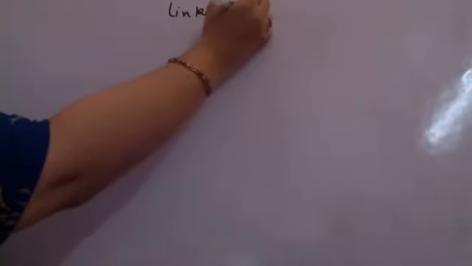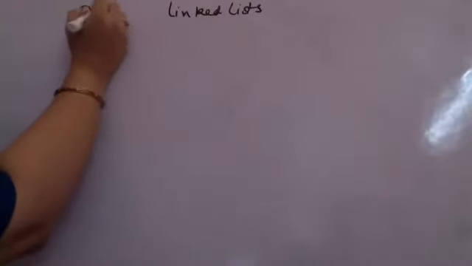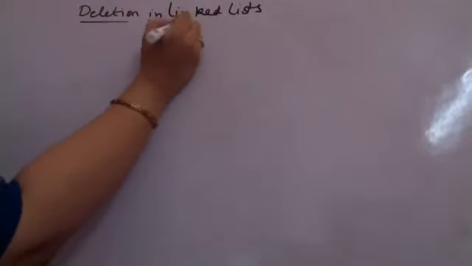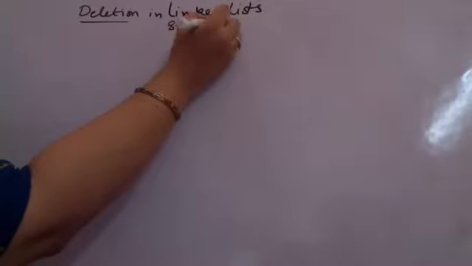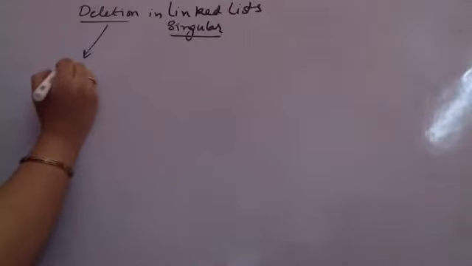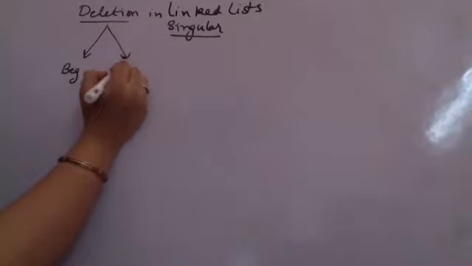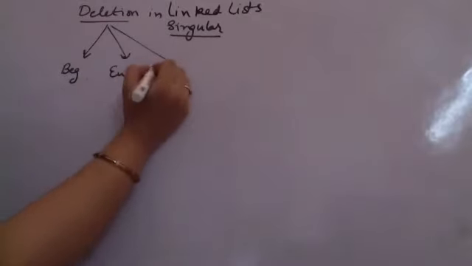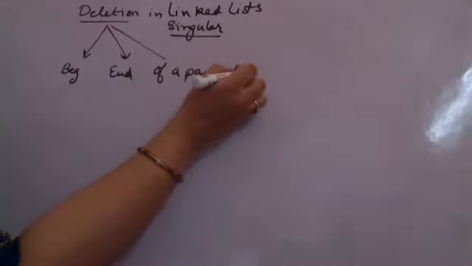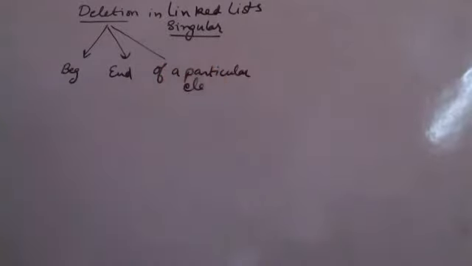So we are talking about linked lists, and today we are talking about deletion in a linked list. Now we are currently talking about singly linked lists only. So deletion can be done from the beginning of the list, deletion can be done from the end of the list, and deletion can be done of a particular element in the list, right? So there can be three kinds of deletion that can happen.